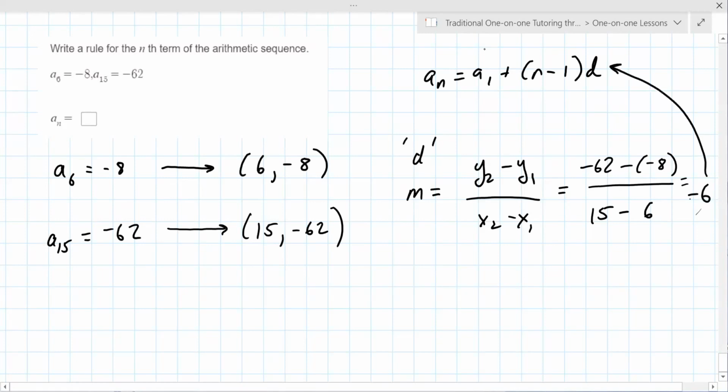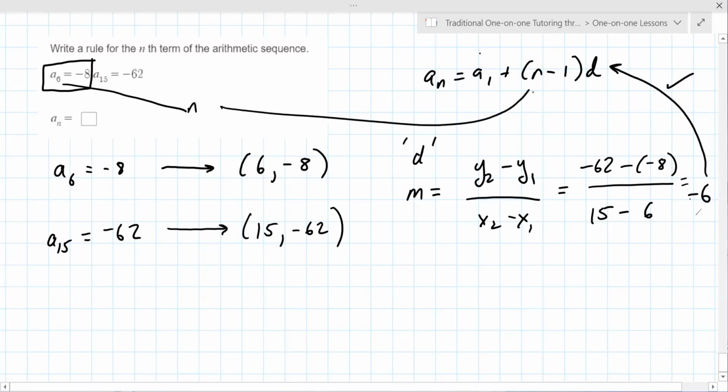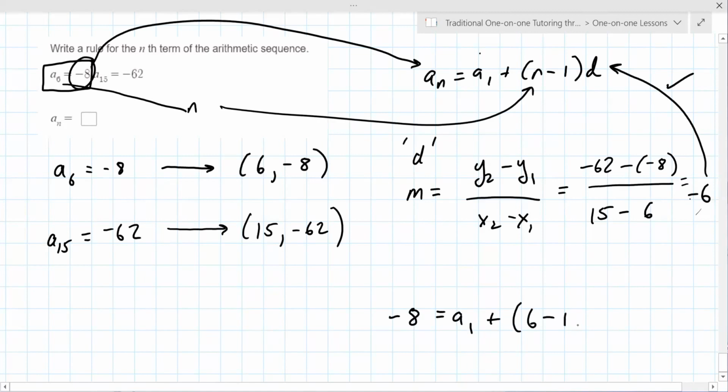Yay, we got one of them. We need two things. We need a1 and d. We've got one of them. And then you go and you pick one of these numbers. I'm going to pick the first one, just arbitrarily. The 6 is n, and that's going to go here. -8 is this an, it's going to go here. So that gives you -8 equals a1 plus 6 minus 1 times -6. I'm just plugging the numbers into this equation here.